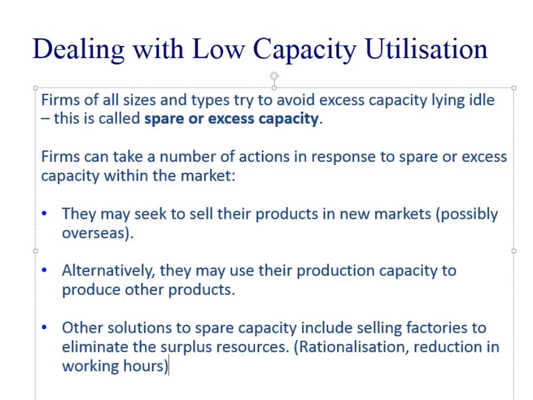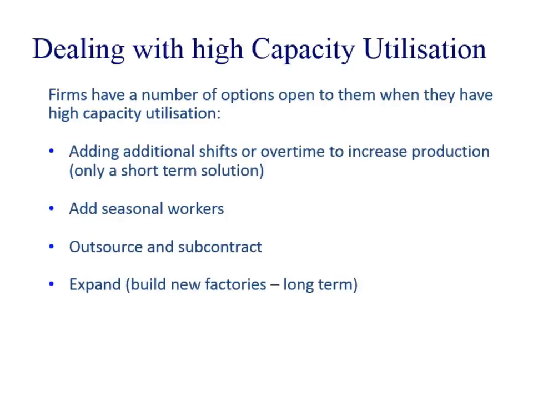However, if you have very high capacity utilisation, you might need to increase the amount of total output that you could potentially produce. So you might work shifts or overtime or have seasonal workers. That's very much what shops do in the run-up to Christmas. So very much increasing their capacity utilisation then. You might outsource. That's an A2 topic there. Or you might even, in the long run, expand your factory.